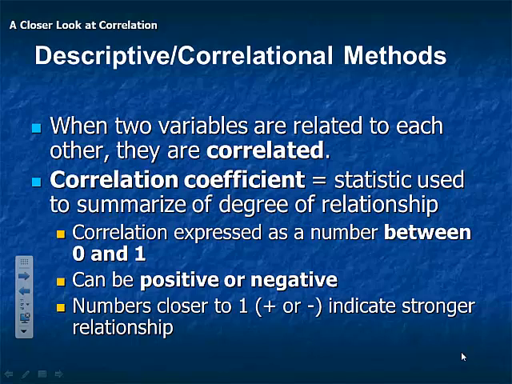It's a statistic that's actually going to tell you the degree of the relationship, and it's a number between 0 and 1. And that tells you the strength of the relationship. The closer that the number is to 1, the stronger the relationship is between the two variables. And then there's also a positive or a negative, and that tells you in what direction this relationship goes. So let me show you an example.